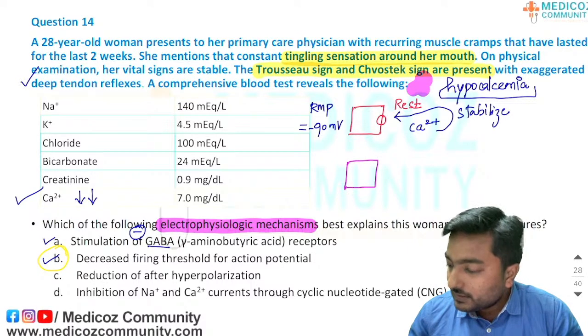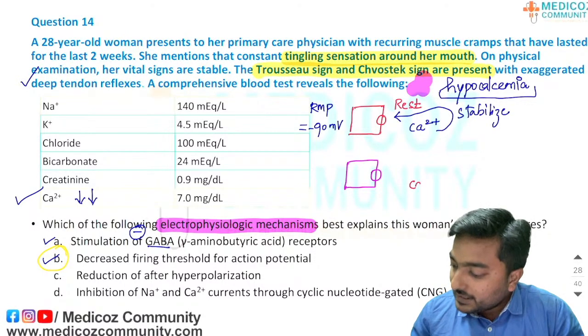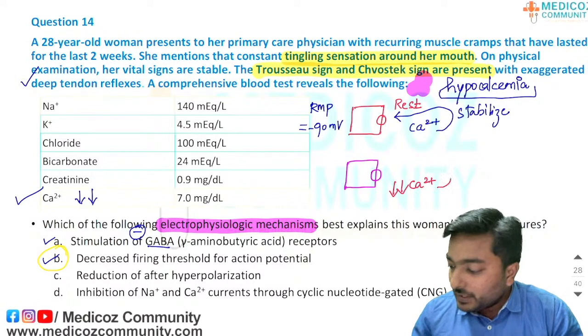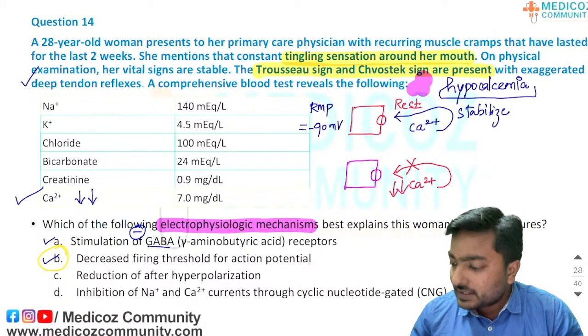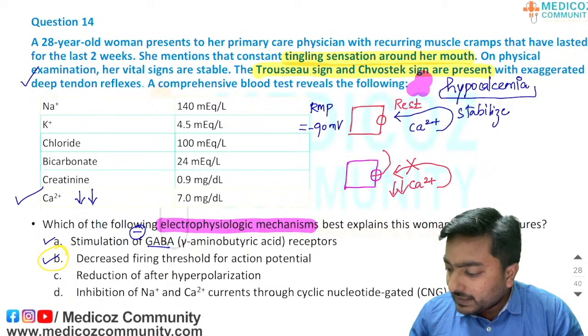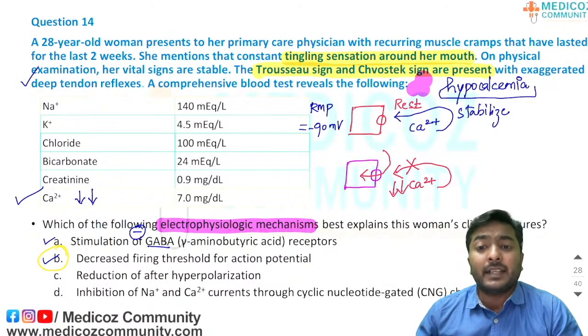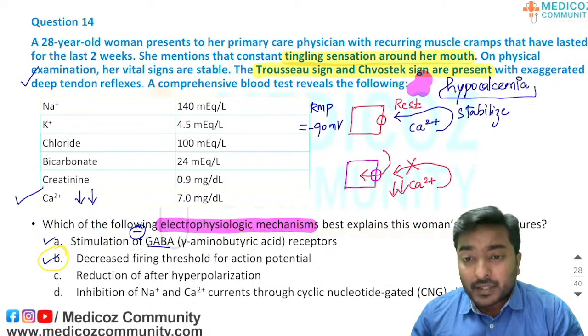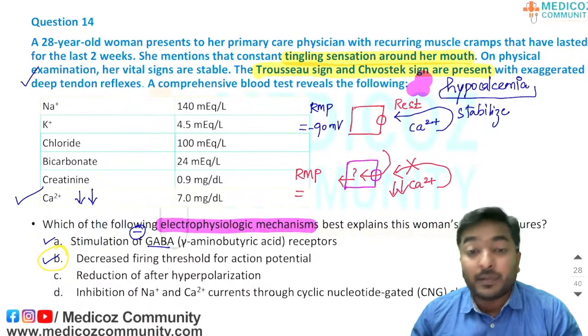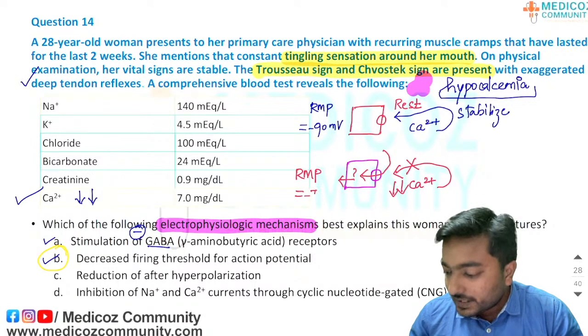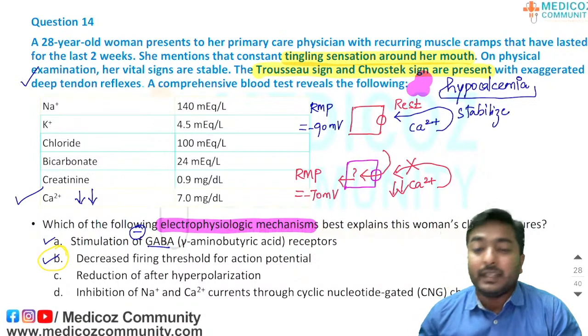Now coming to the clinical question given here. Again, this is the cell and this is the sodium channel, but now the calcium level is low, right? There is not enough calcium to stabilize this sodium channel. Since the stability is lost, sodium can enter inside the cell even at a resting stage. Now, if the positive ions get inside the cell, what will happen to the RMP? The RMP will shift towards the positive side. Now it becomes minus 70 millivolt.